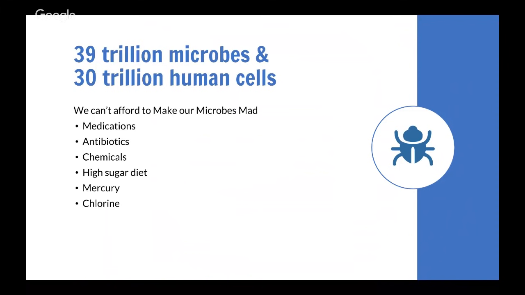What I say is we can't afford to make our microbes mad, and that's what we've been doing. We've been stirring them up and throwing them out of balance with medications like antibiotics that create yeast overgrowth, and even the chemicals, mercury and chlorine. They work like antibiotics in the body, so they kill off good and bad bacteria and allow yeast overgrowth. A high sugar diet feeds yeast. I know I'm focusing on yeast. I've always focused on yeast, and the next slide will show you why.